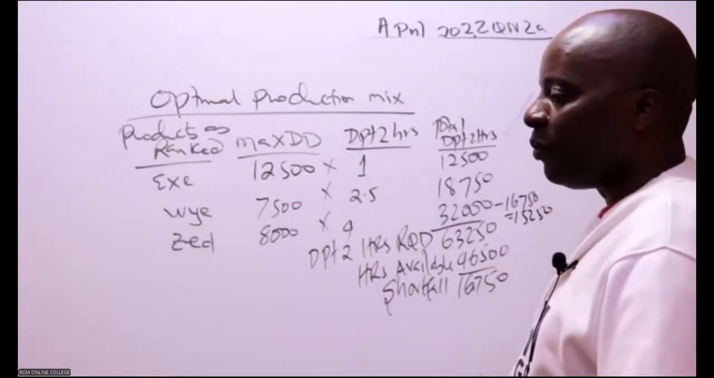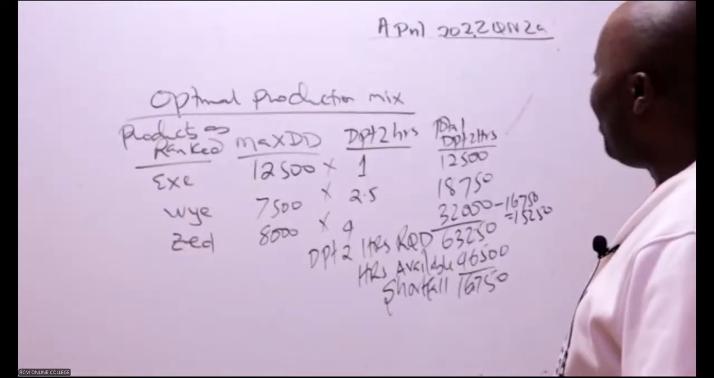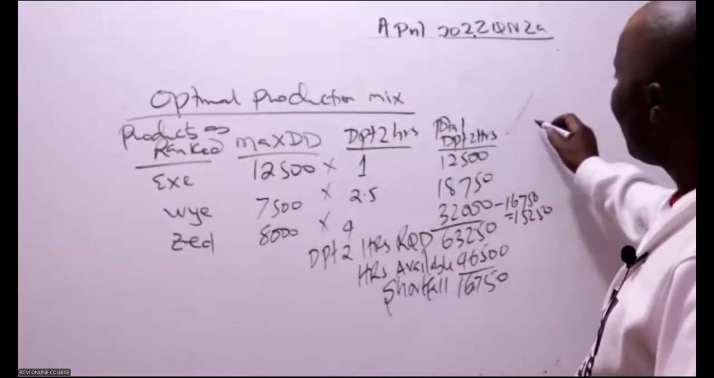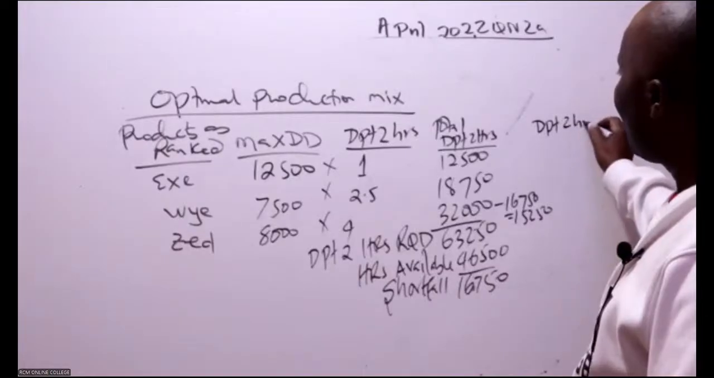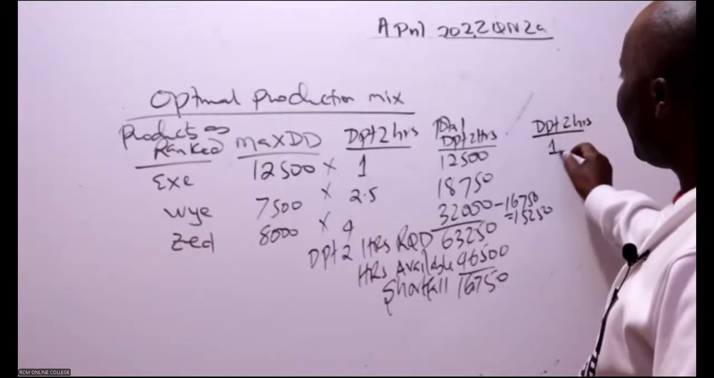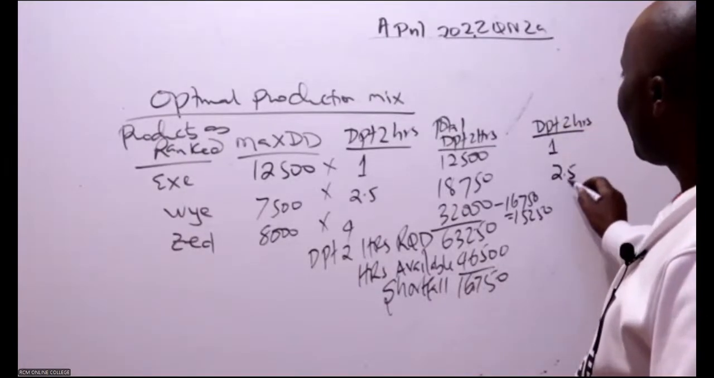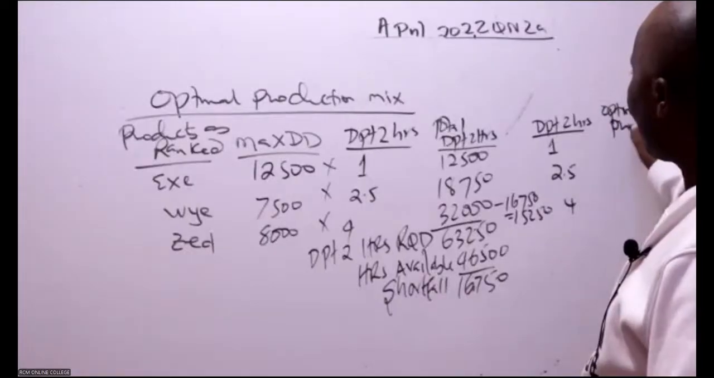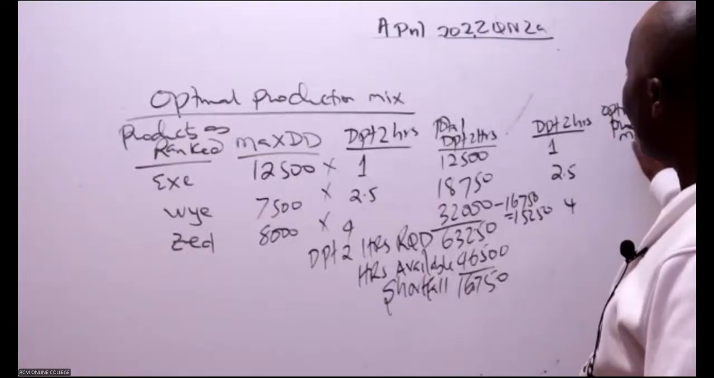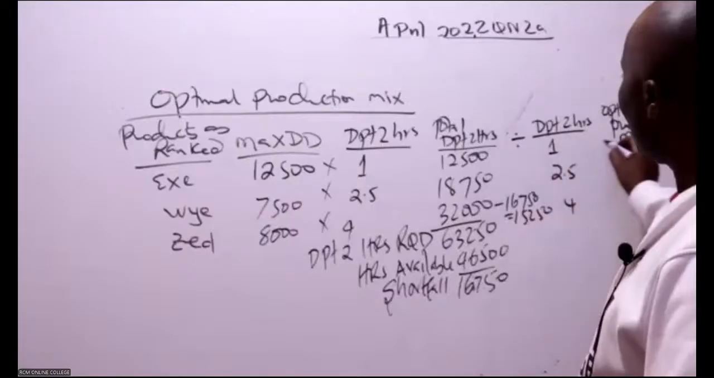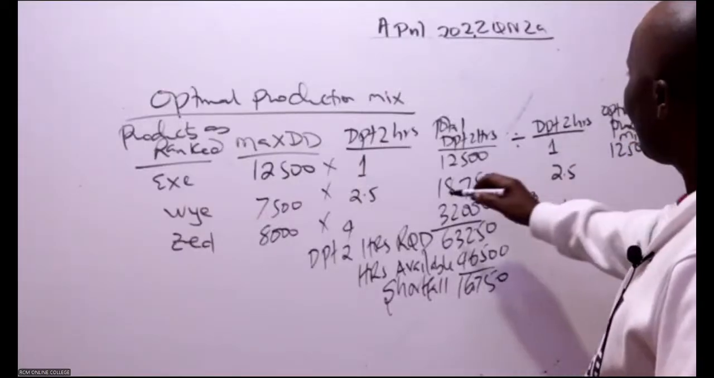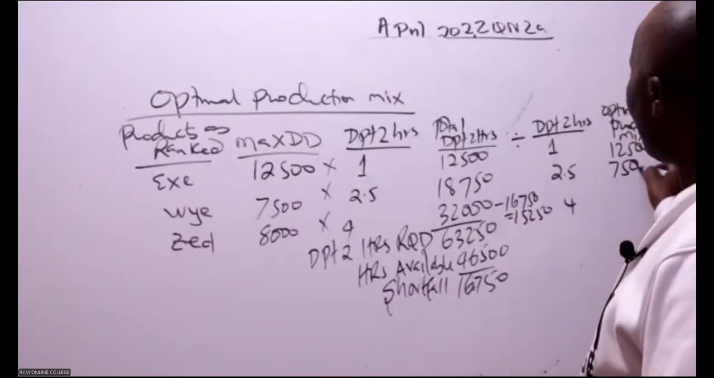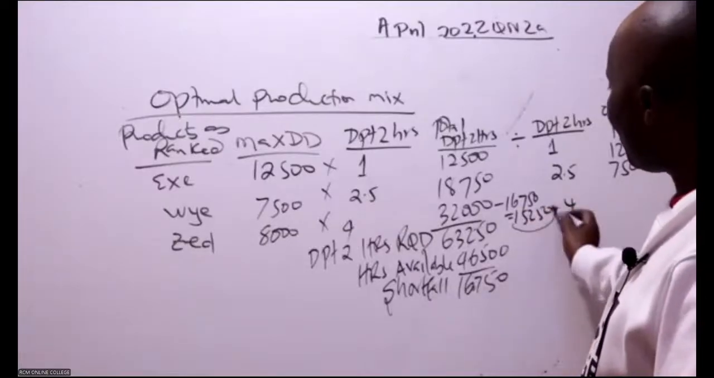$15,250. From there, ladies and gentlemen, we will be able to rewrite this department 2 hours, although you can avoid it if you are very good. Then you should be able to give me the optimal production mix by now dividing. So this will be 12,500. This will be 7,500. How about this? 15,250 divided by 4.